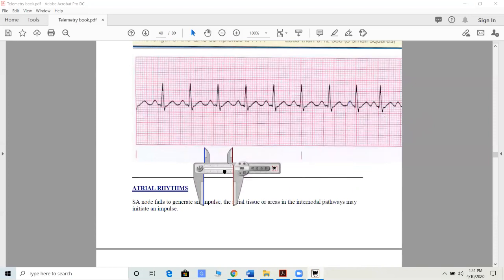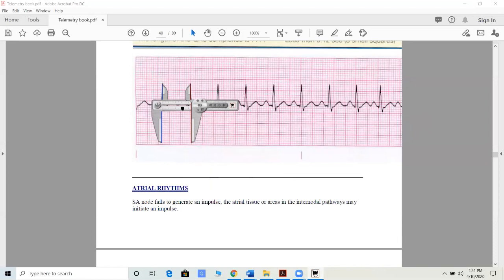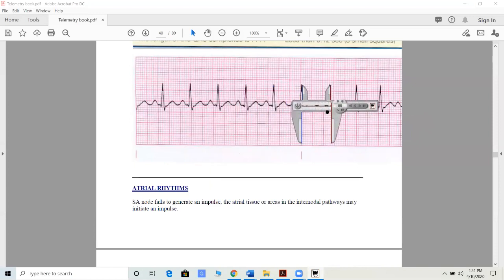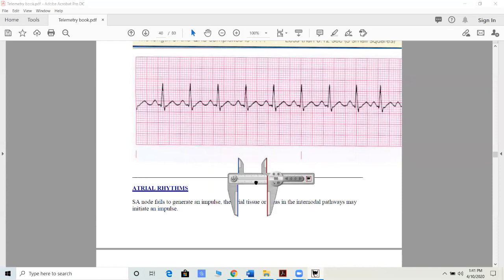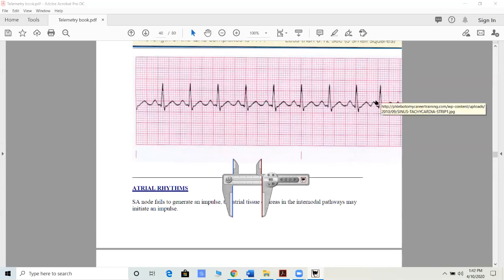Okay. Now let's do R to R. R to R, R to R, yep, looking good. Nope, a little bit different there. Kind of out of synchronicity. But for the most part, they're normal, okay? So we're going to take it right now and not worry about this one just at the moment. For the most part, the atrial rhythm and the ventricular rhythm are synchronous.